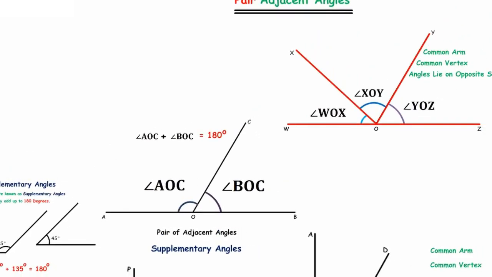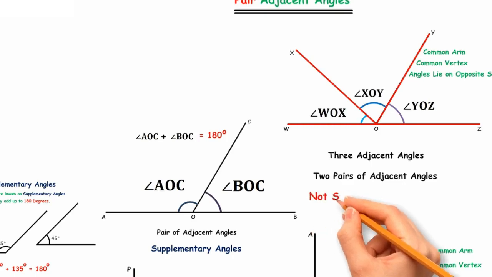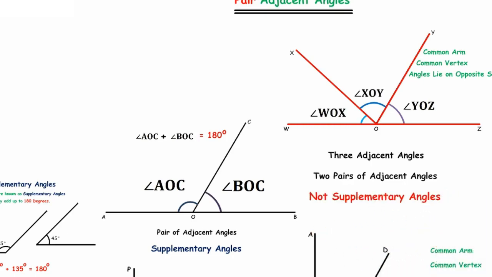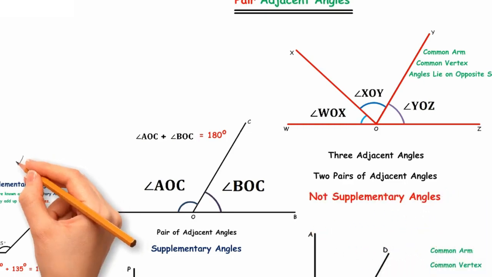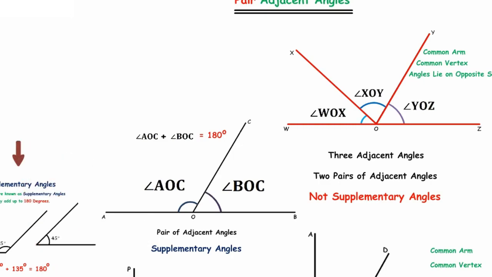In this figure, there are three adjacent angles. In other words, there are two pairs of adjacent angles. But the three adjacent angles, or the pair of two adjacent angles, are not supplementary angles. Supplementary angles should have only two angles, or a pair of angles.